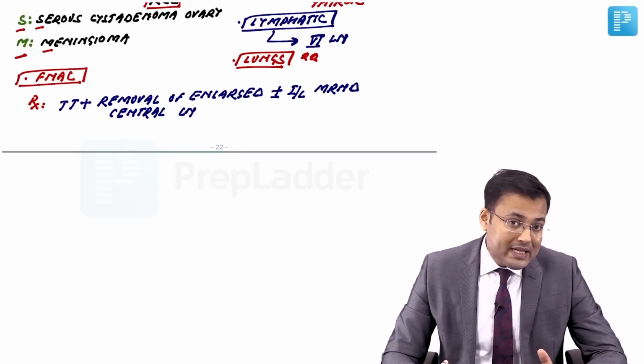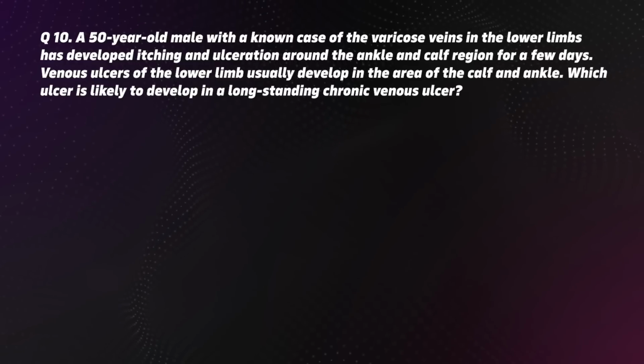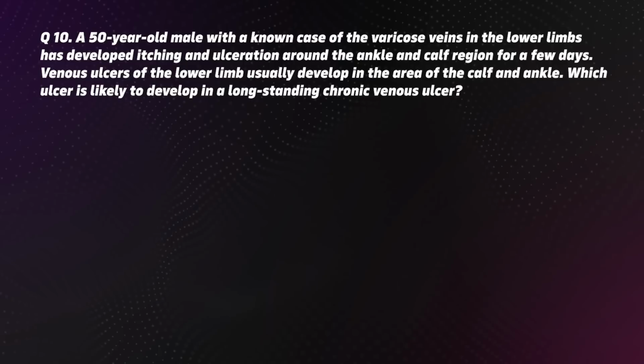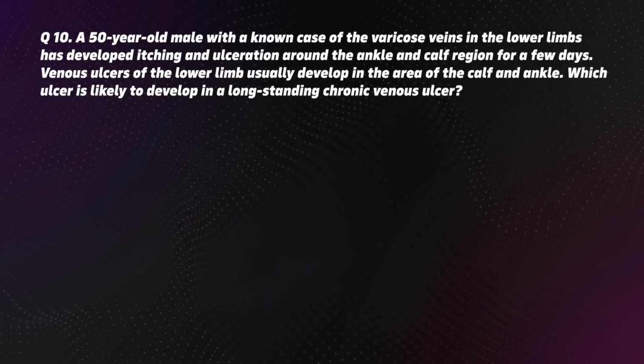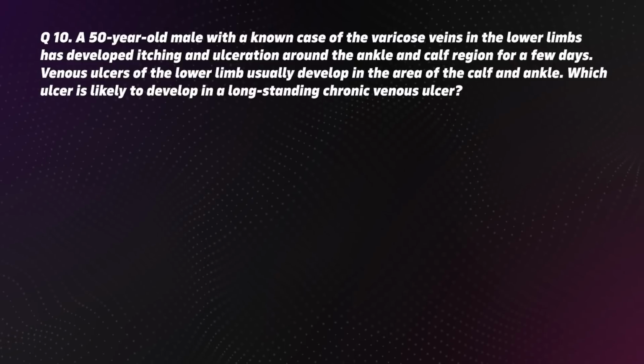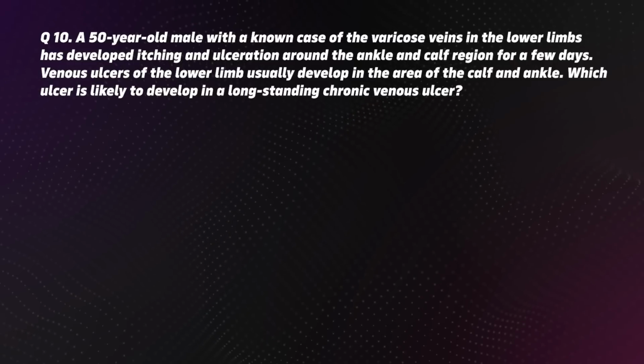So this is how we manage papillary carcinoma thyroid. Question 10. A 50-year-old male with a known case of varicose veins in the lower limbs has developed itching and ulceration around the ankle and calf region for a few days. Venous ulcers of the lower limb usually develop in the area of the calf and ankle. Which ulcer is likely to develop in a long-standing chronic venous ulcer?